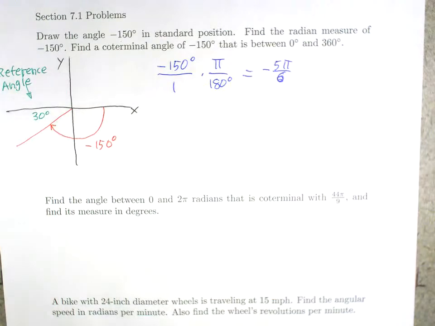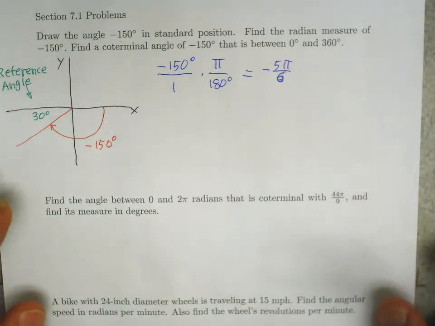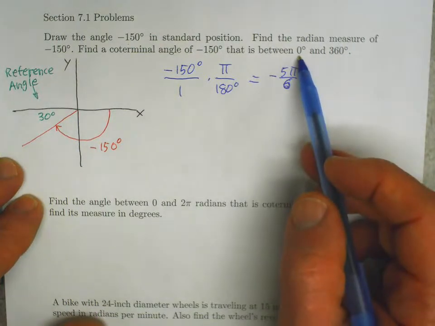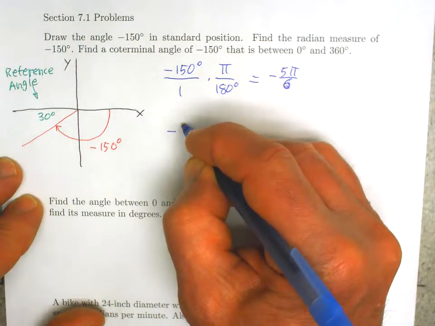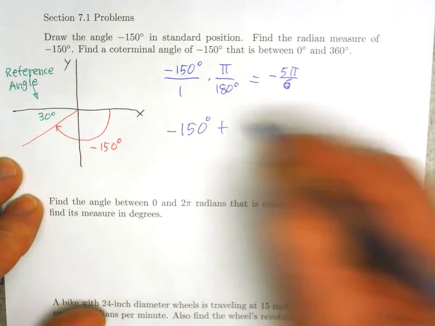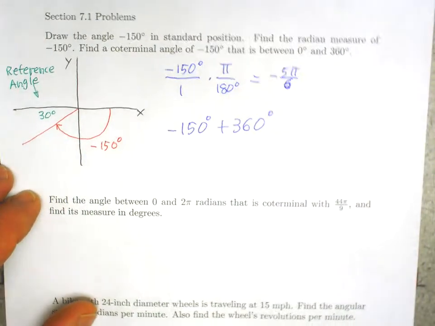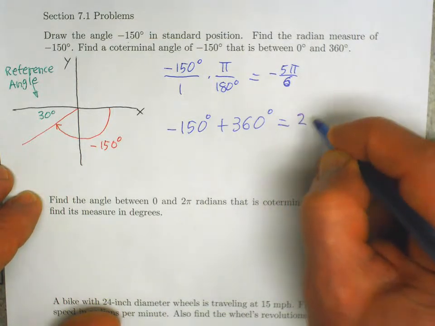Okay, what else do we want? Let's see, find a coterminal angle of negative 150 that is between 0 degrees and 360 degrees. Okay, well, a slick way to do that, since negative 150 is outside of the range and it's negative, is to just add one rotation, 360 degrees, and you'll get the answer that you want. So those add up to 210 degrees.